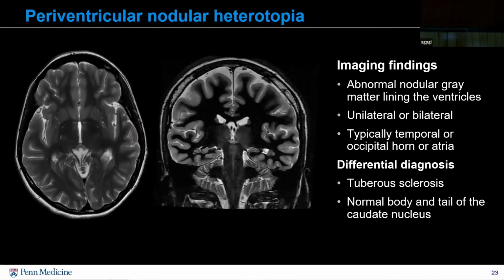Periventricular nodular heterotopia describes abnormal gray matter lining the ventricles, which may be unilateral or bilateral, typically found along the atria and temporal and occipital horns, as we see here. Of course, subependymal nodules can be seen with tuberous sclerosis along with tubers. Now, note that the caudate tail courses along the temporal horn, so should not be mistaken for hypertrophy.